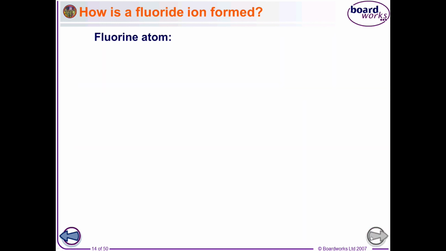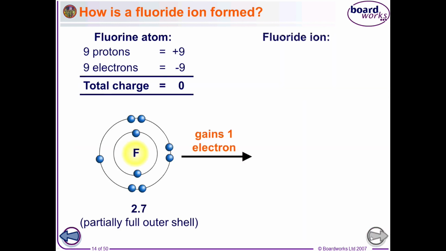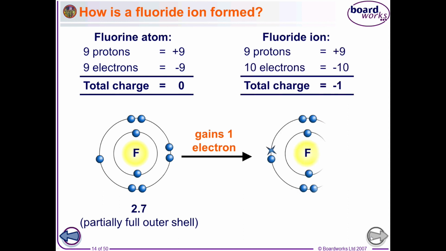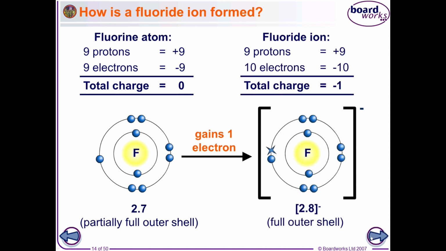So looking in more detail at these, we'll take fluorine. Now fluorine has 7 in its outside shell, it wants to gain 1. So what we do is we show dots at the start and then a cross to show that it's gained that cross from another atom. It started off with 9 protons and 9 electrons, now it's got 9 protons and 10 electrons, charge is -1, again square brackets because it's an ion.